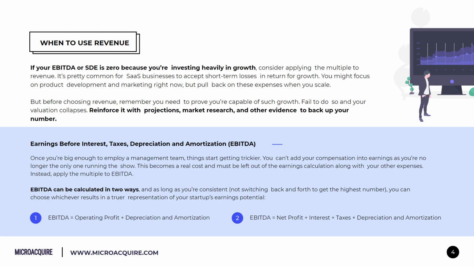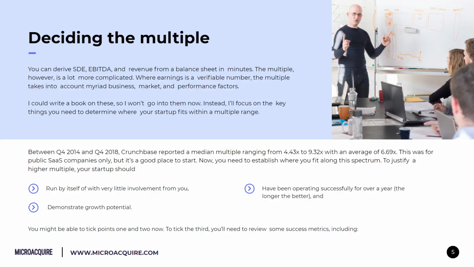All of these presentations are available if you want to read these. We have ebooks available as well. But the main takeaway is really understanding when to use a multiple on SDE or EBITDA, or whether you give a revenue multiple. So again, if you're not profitable, but you're growing and you're investing heavily in growth, it may make more sense to put a multiple on revenue, but you're just going to need to have a way to justify that.